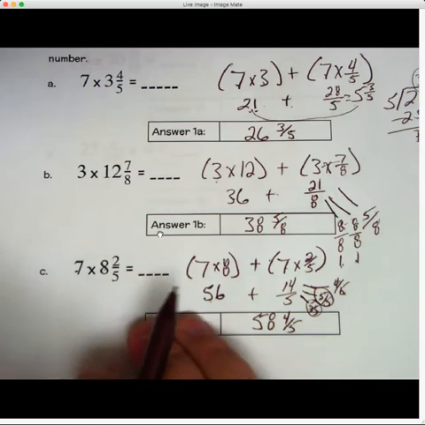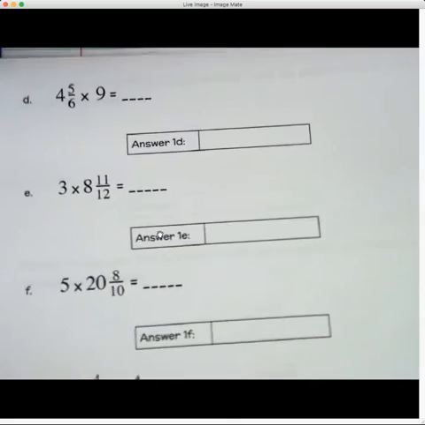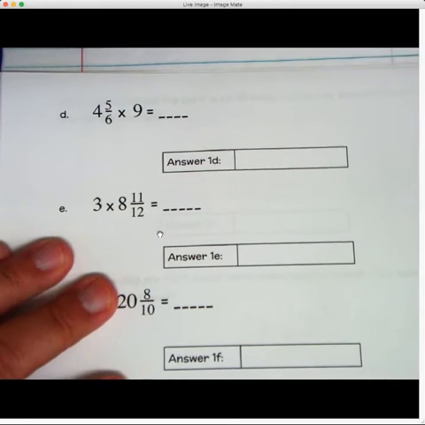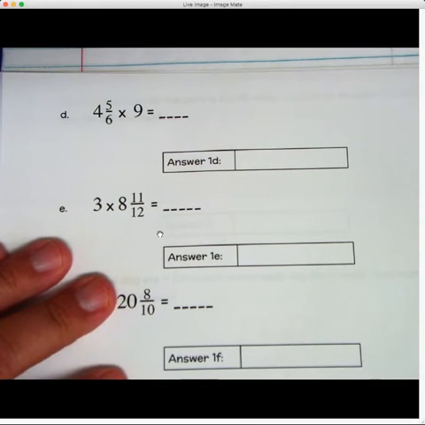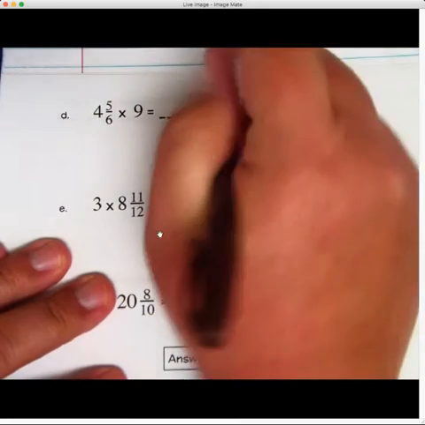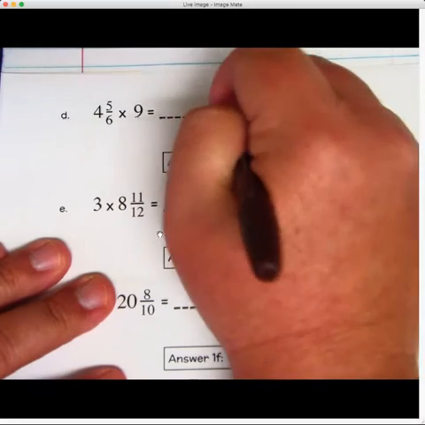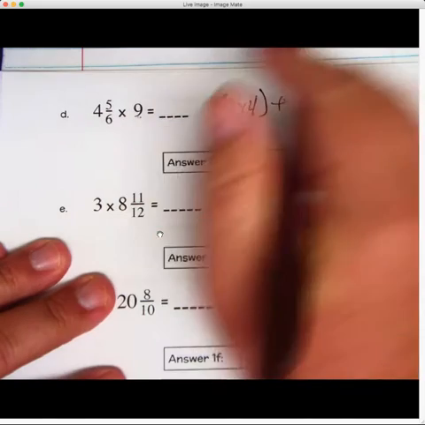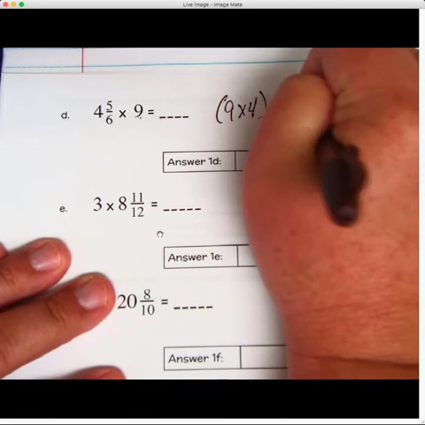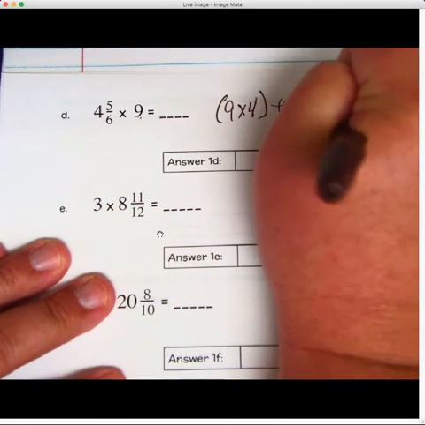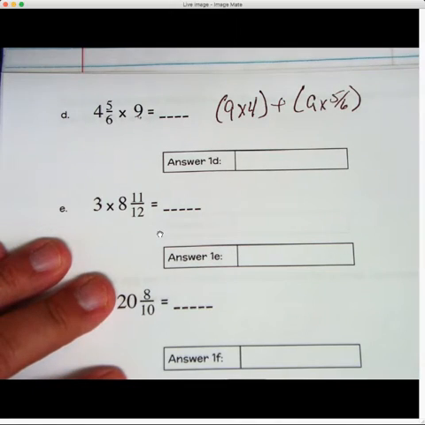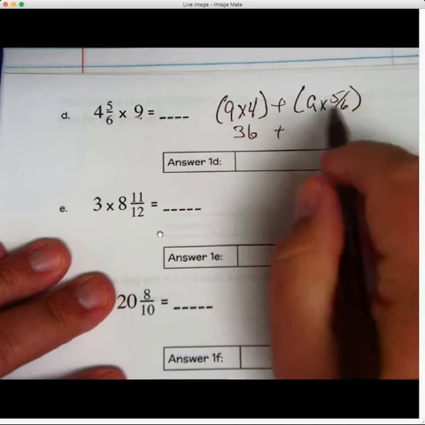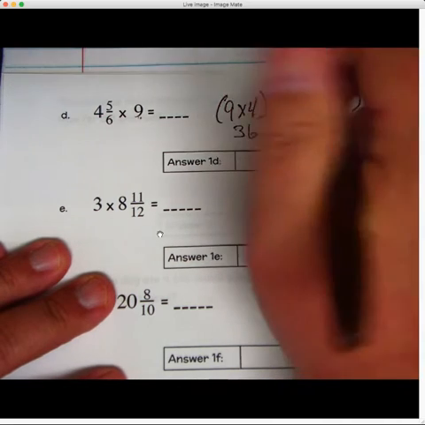All right, let's work some more. This time we have 4 and 5/6 times 9. They've written it backwards, haven't they? Trying to confuse us. We're too smart for them. We know that's still 9 times 4 plus 9 times 5/6. Okay, now we just find the answer. 9 times 4 is 36, plus 9 times 5/6 would be 9 times 5.